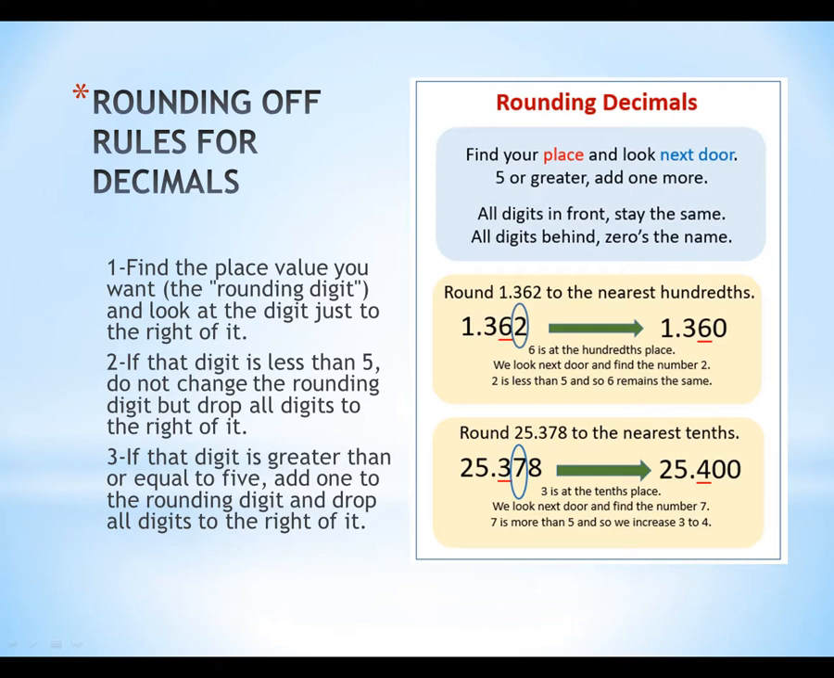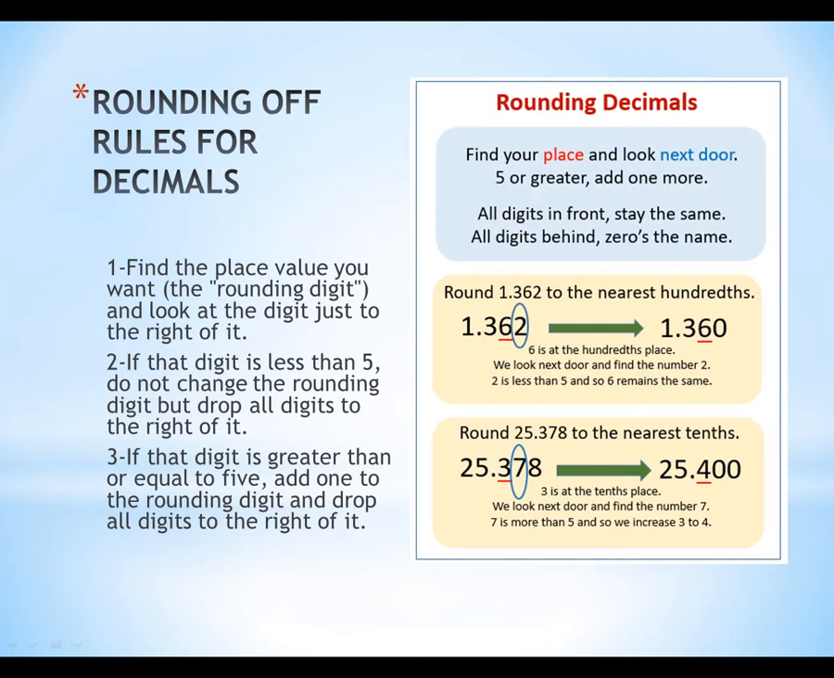Round off 1.362 to the nearest hundredth. Hundredth means the third decimal place. So we are rounding off this number at the third decimal place, which means 1, 2 and 3. Now we will look at the next number, which is less than 5, so the previous number will remain the same and the next number will become 0.